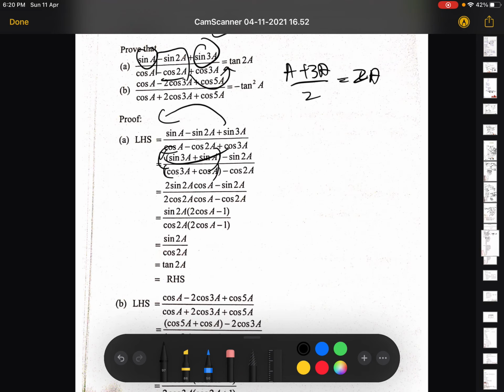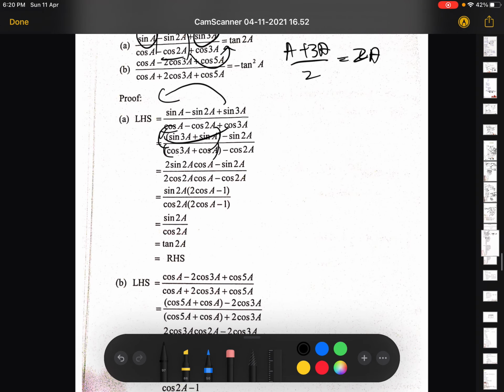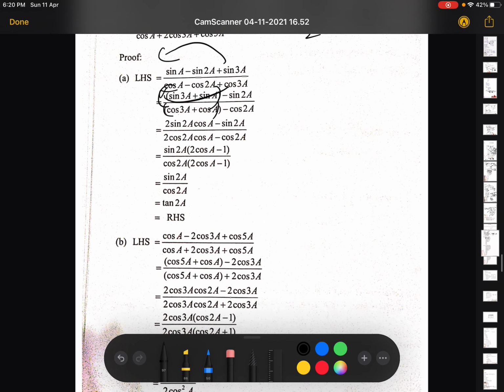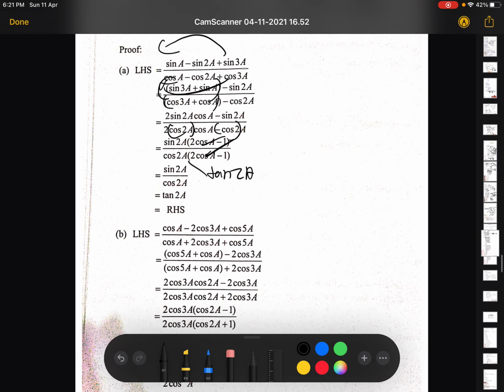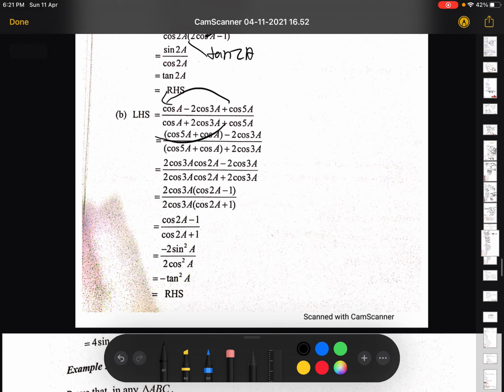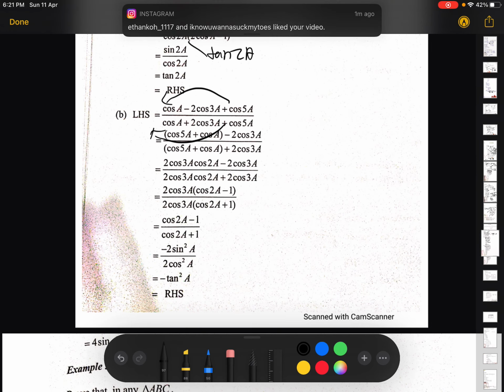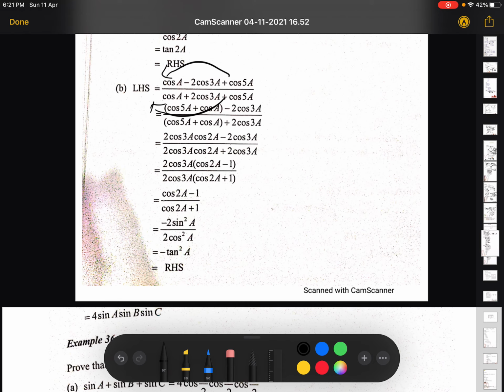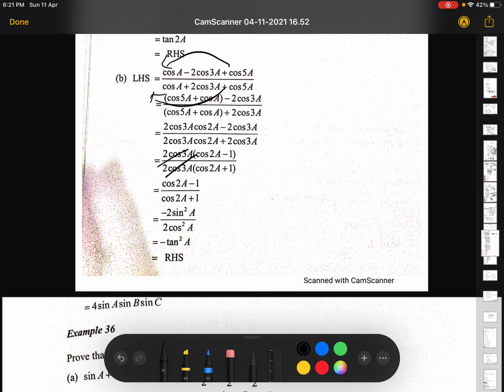And then 2 sine 2A cos A, 2 cos 2A cos A, and then minus sine 2A, minus cos 2A. Take out the common factor. This is basically tan, and this basically cuts out. And then same thing here. Move it to the side, convert it into a multiplied form. So cos of 5a plus a over 2, cos of 5a minus a over 2, 2 cos 3a cos 2a, and 2 cos 3a cos 2a. Then you cut this part out because these are the common factors. And then you see cos 2a minus 1, cos 2a plus 1.